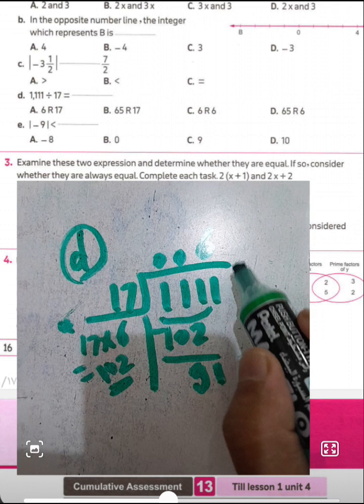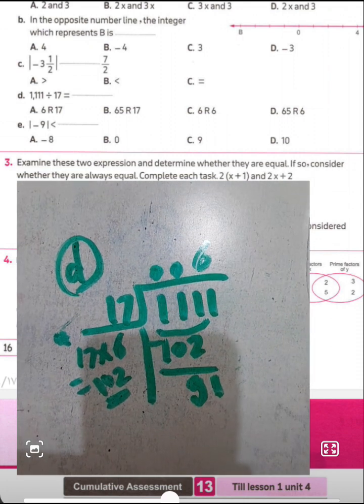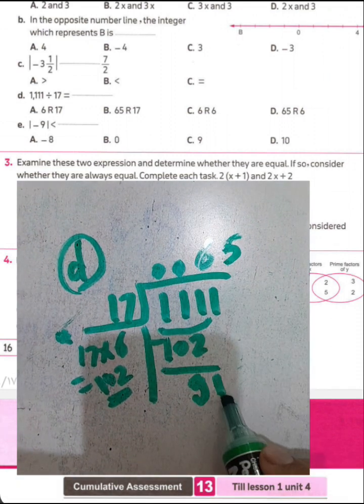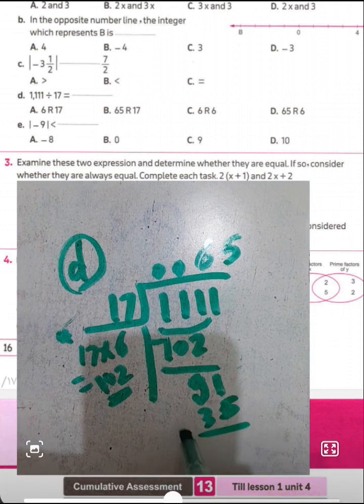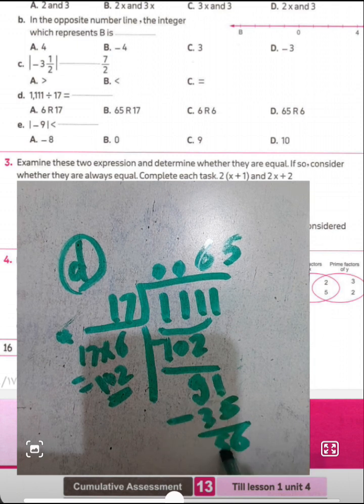It will be 91. 91 divided by 17 equals what? We can find 17 times 5. 5 times 7 equals 35. Write 5 and carry 3. 1 times 5 equals 5. 5 plus 3 equals 8. The result is 85.